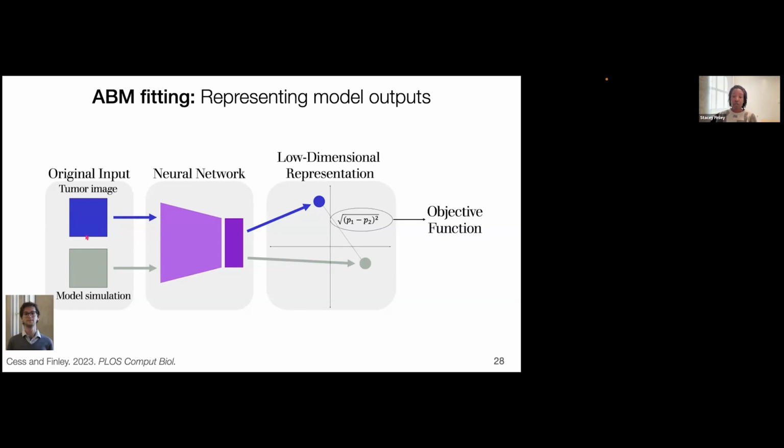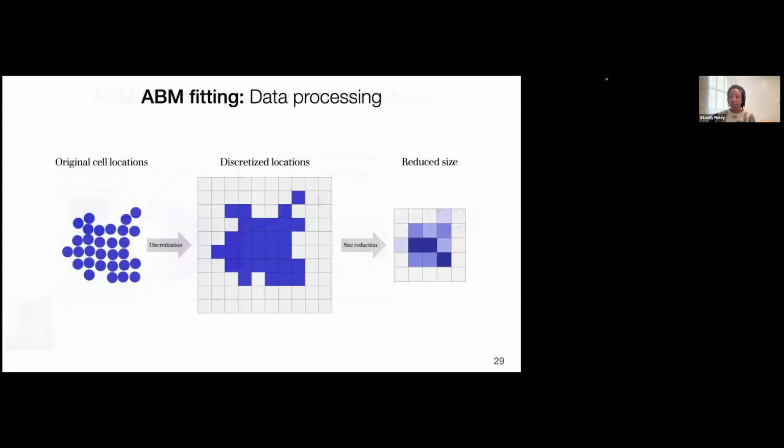So now we can define an objective function that we want to minimize. Really, we want to minimize the distance between the points of the representation of these images in 2D space and use that as our objective function for performing parameter estimation. I'm going to come back to this in just a moment, but maybe let's think first about how we need to process these images in order to perform the representation learning.